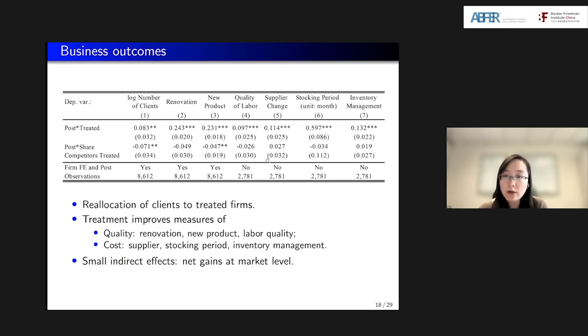Firstly, if a firm got treated, they're more likely to switch to a new supplier. They're also likely to increase the stocking period, meaning that they're buying inventory less frequently, but each time they would purchase a larger bundle, and this could normally give them a higher discount. They're also more likely to do inventory management, meaning that they have electronic records of inventories and also have a designated area to store their inventory. And we also note that for those quality and cost outcomes, we don't see much of a big indirect effect as before. So this suggests that there could be net gains on the market level for those dimensions.